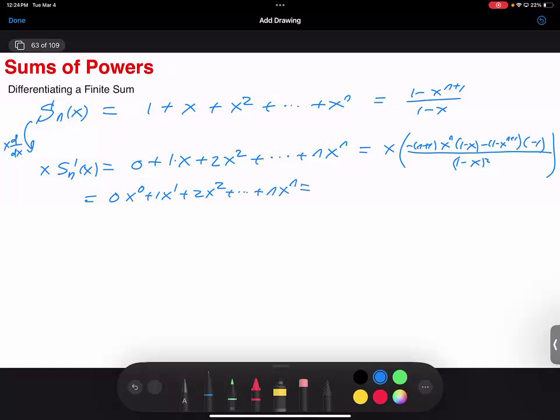Oy boy, okay. So when you look at it, I've got x. I'm not going to spend too much time making things nice. I'll have a negative n plus 1 x to the n times 1 minus x. Minus and a minus becomes a plus 1 minus x to the n plus 1 over 1 minus x squared.